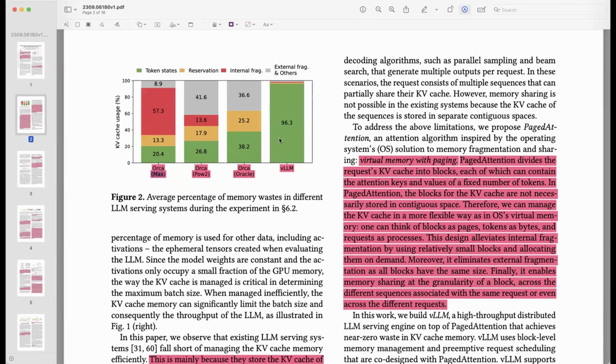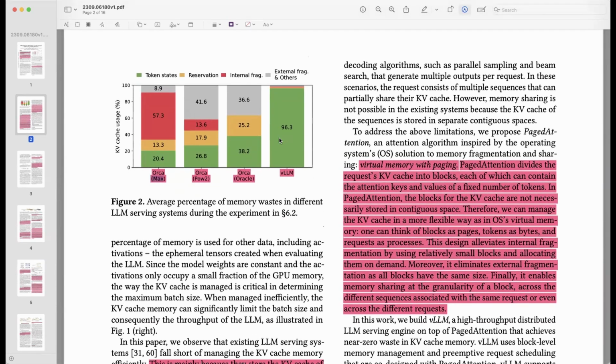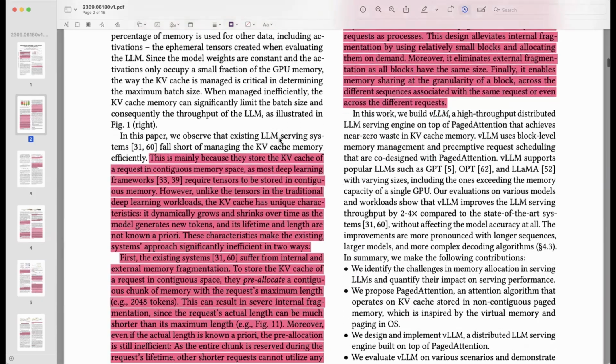I wasn't sure how they figured out what the actual length is going to be, but the graph kind of makes sense, and the internal and external fragmentation part of it makes sense. Yeah, they use these terms as reference throughout the paper to indicate where the memory wastage comes from.